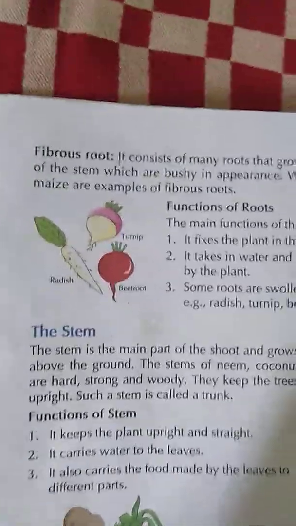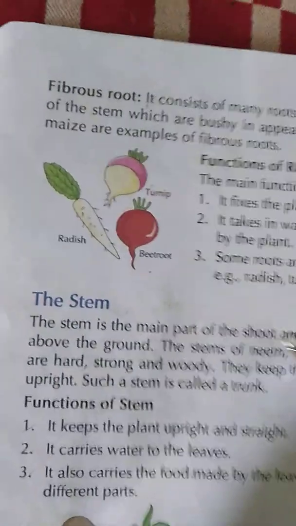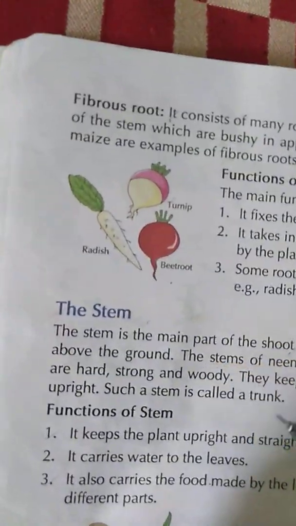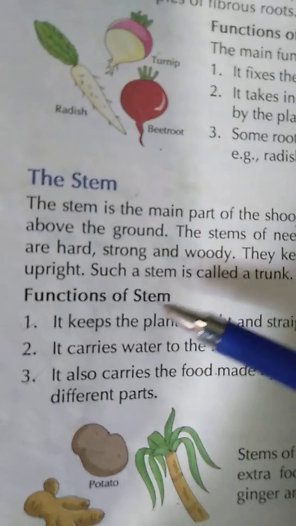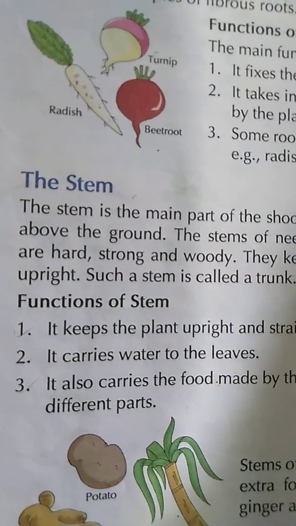Now, a stem. The stem is the main part of a shoot that grows above the ground. Functions of a stem: it keeps the plant upright and straight.